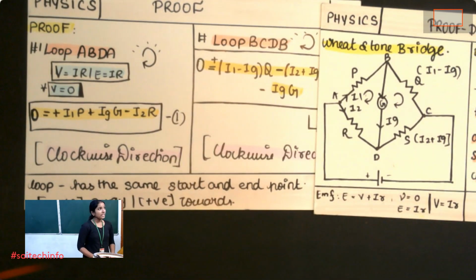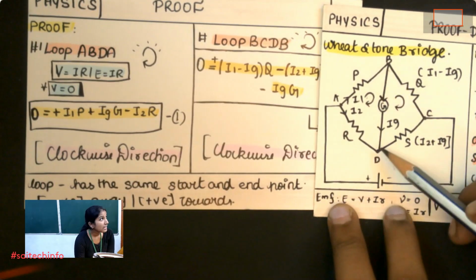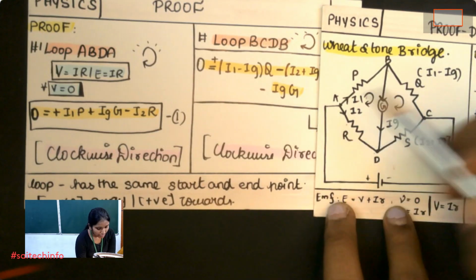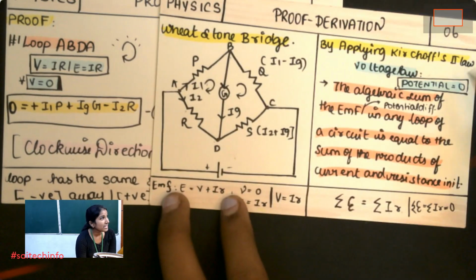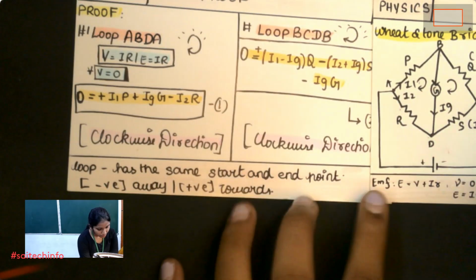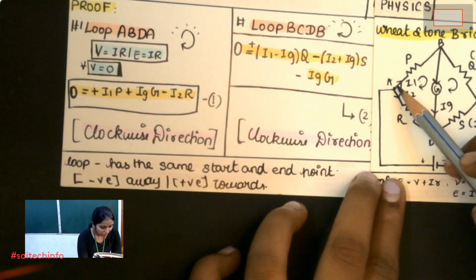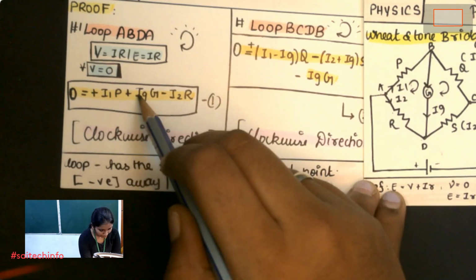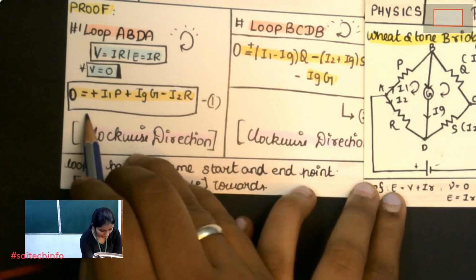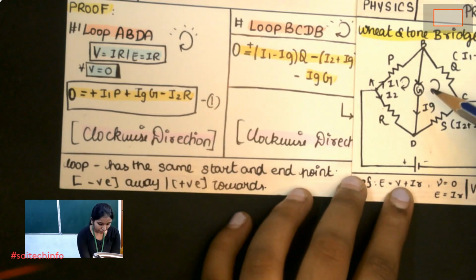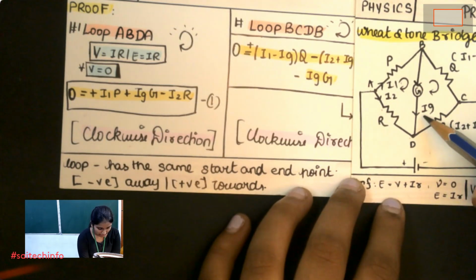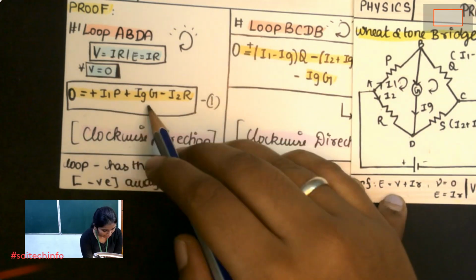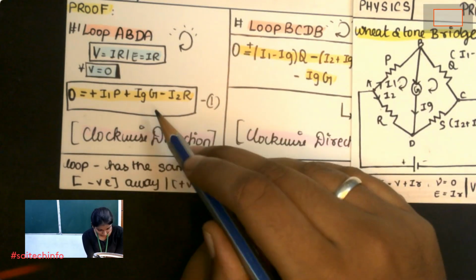So first let's take loop 1, that is A, B, D and A. Here we are using V is equal to IR, that is Ohm's law. V is equal to 0 here, so we will be using 0. From A to B, the current I1 flows, so it is I1P. It is towards the junction, so plus sign. And from B to D, the current flows through the galvanometer, that is represented as Ig into G. It is also towards the D junction, so plus IgG, small g into capital G.